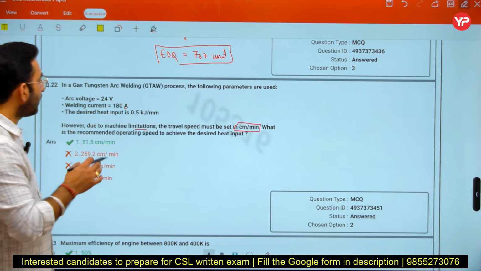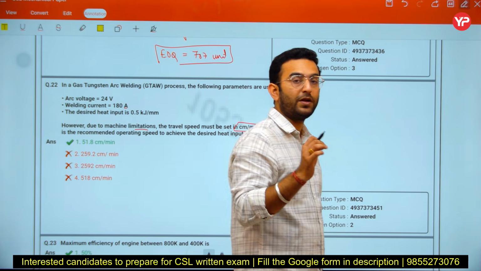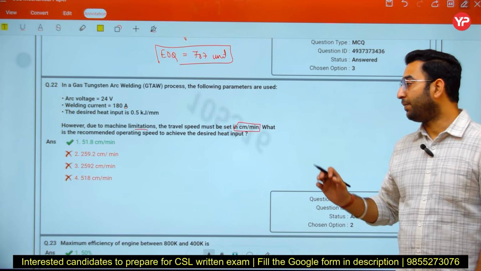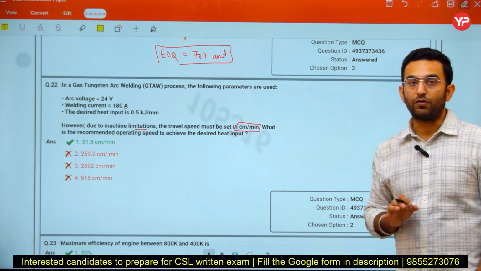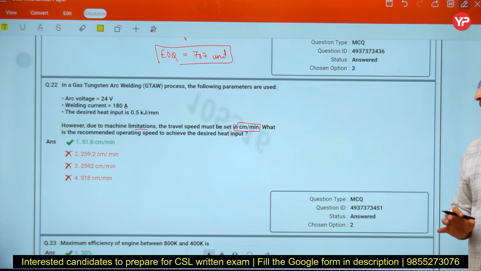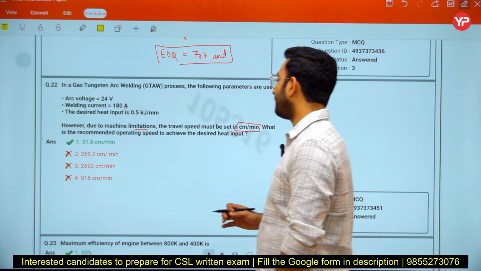Here you can see, first of all, the desired heat input is given in kilojoule per millimeter, but you have to calculate the answer in centimeter per minute. The question is very simple. You have to just put all the values in the direct expression here. Now what is the expression here? So here we have an expression.